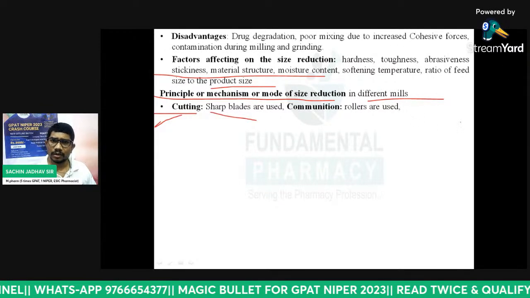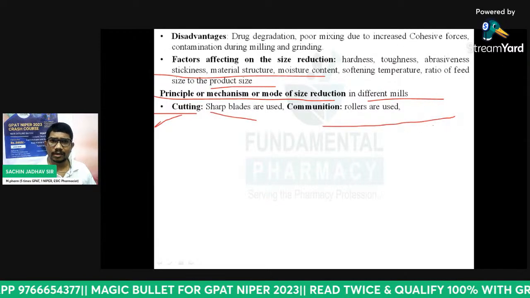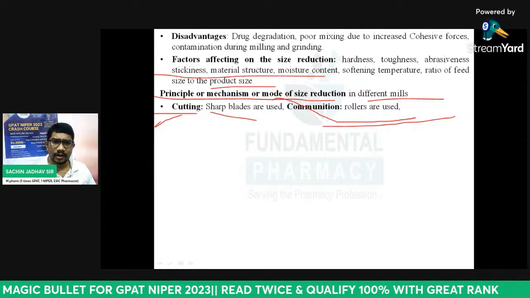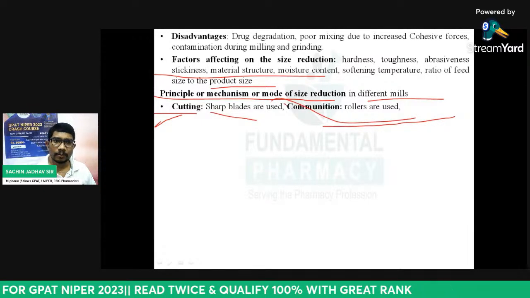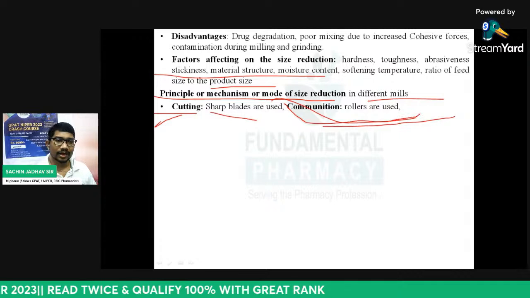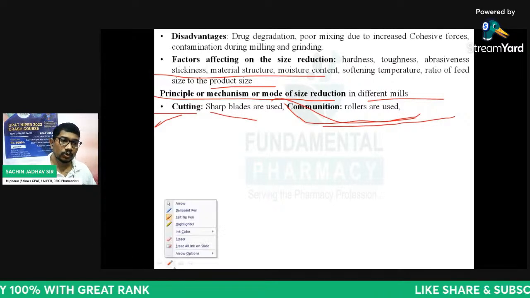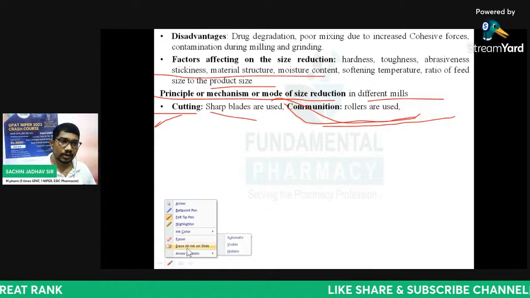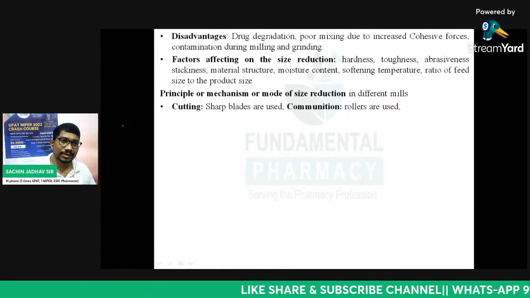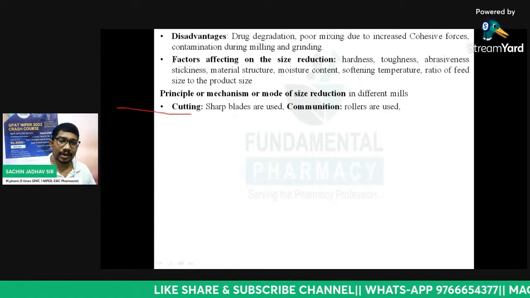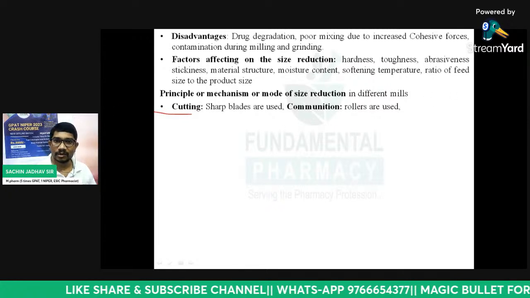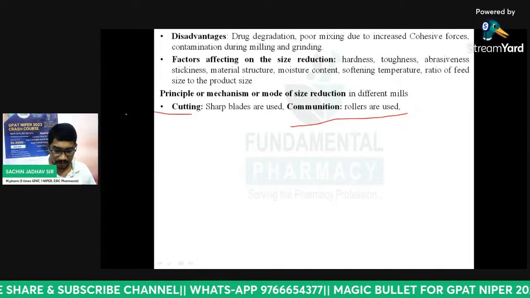Now what is comminution? Comminution is nothing but when rollers are used. When a material is pressed between two heavy rollers, that is called comminution. So the first mechanism of size reduction is cutting by using sharp blades. The second one is comminution, where rollers are used, right?